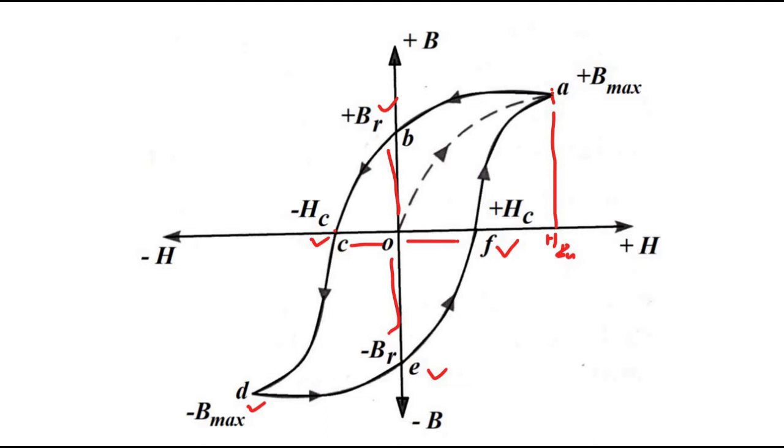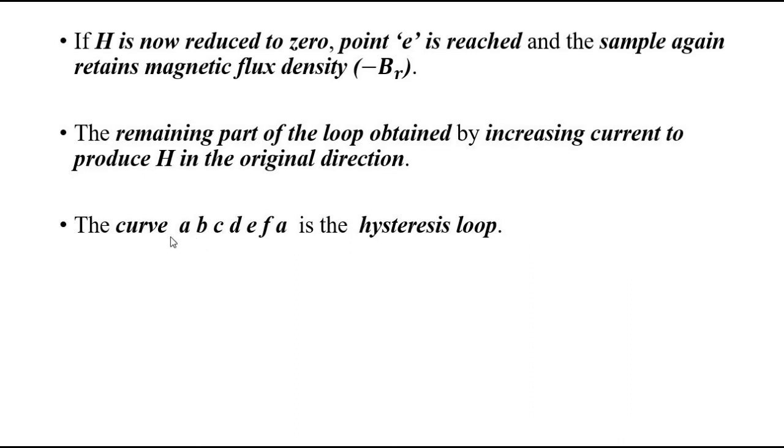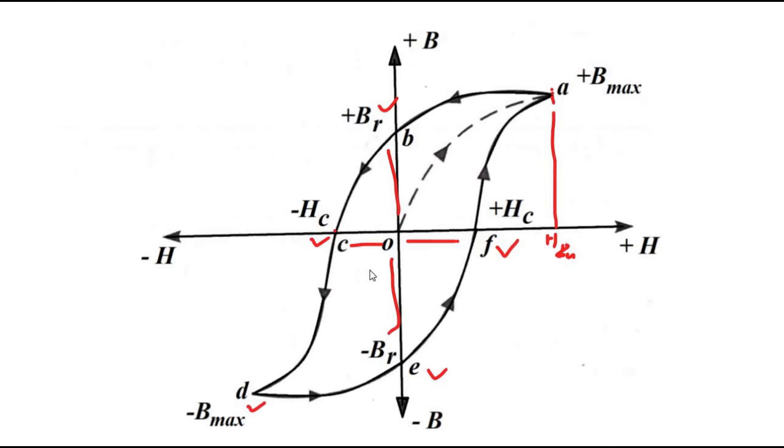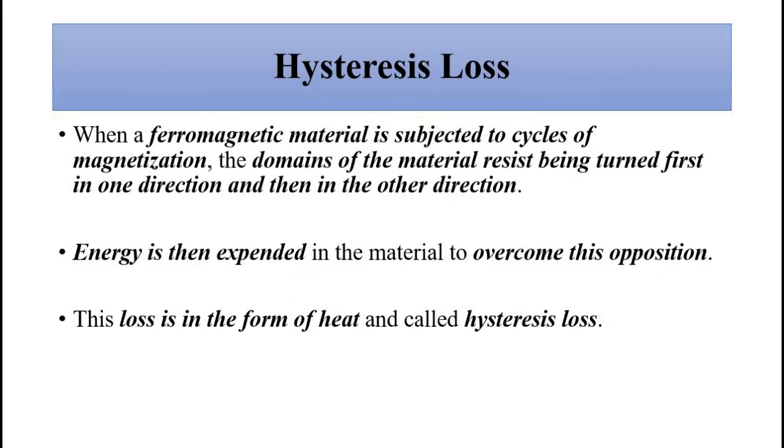So this total loop starting from O to A, then A, B, C, D, E, F, that is called the hysteresis loop. This plot ABCDEFA, that is called the hysteresis loop, okay. So this is the basic concept related to hysteresis. So we have discussed the basic concept related to it.